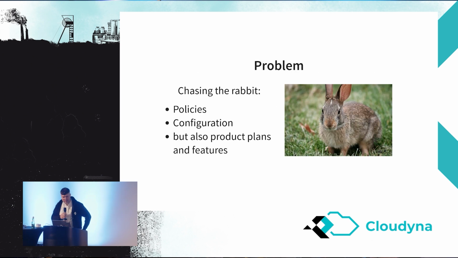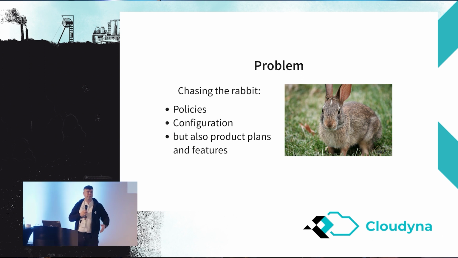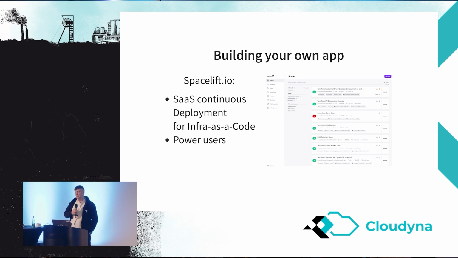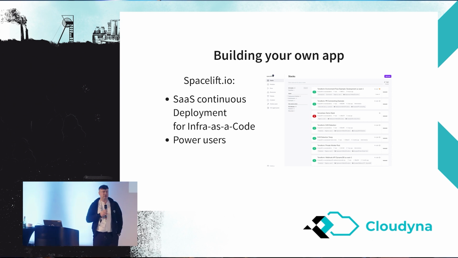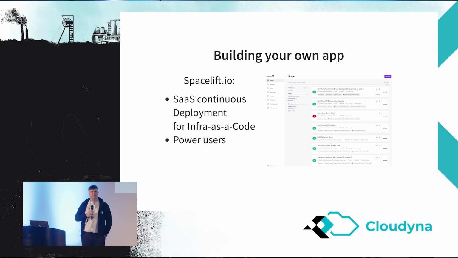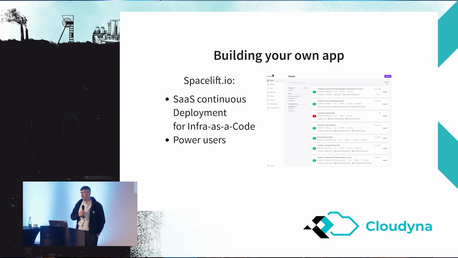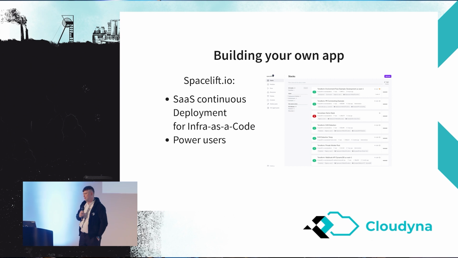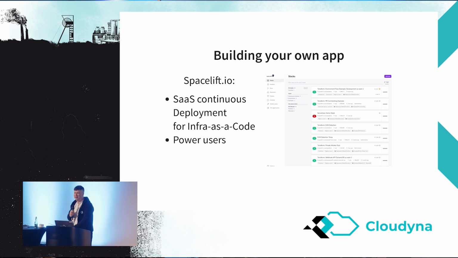So let's take a look at the rabbit. Policies, configuration, decision points, but also product plans and features. And why is it important? It's important for our company because we are building a software as a service, which is continuous deployment for infrastructure as code, and our users are power users. So they are not satisfied with some toggles. They want to have real control. They want to treat our tool as Lego pieces that they can bind together to have their own dream deployment platform for Terraform, CloudFormation, or Kubernetes. That's why we got here.